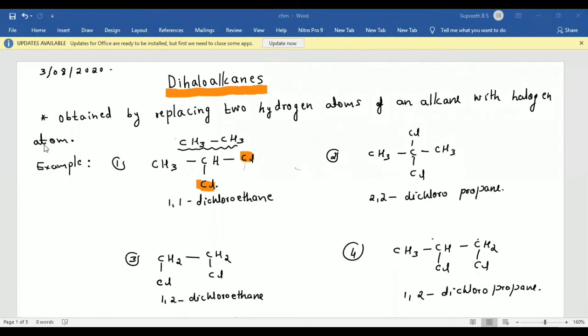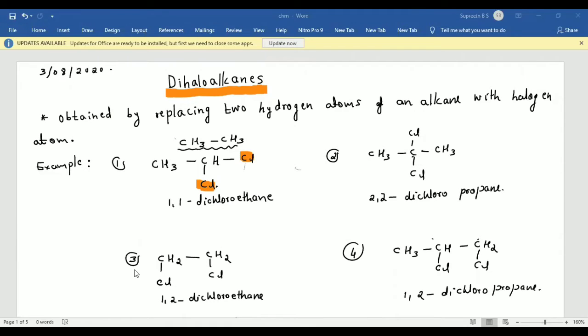Now if you observe these examples, first, second, third, and fourth, we can see something, right? In the first and second examples, we have two halogen atoms, and those two halogen atoms are present on the same carbon atom. Here in the first position we have two chlorine atoms. In the second example also, in the second position we have two chlorine atoms.